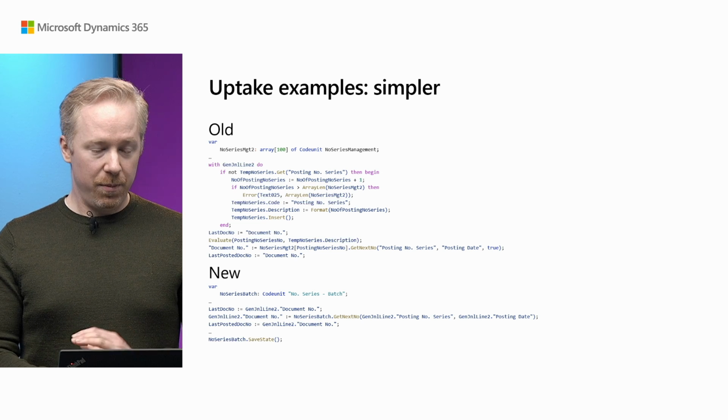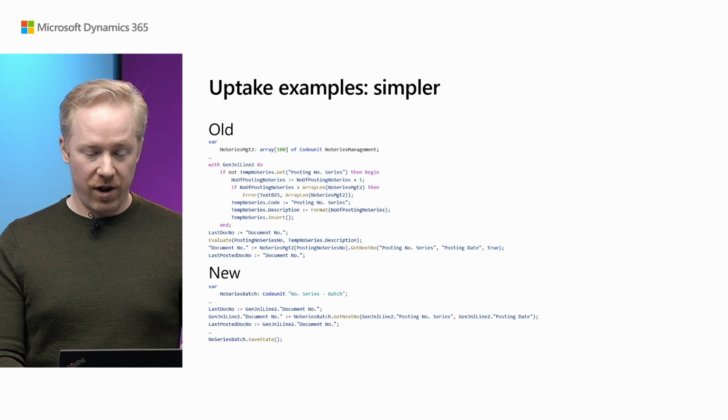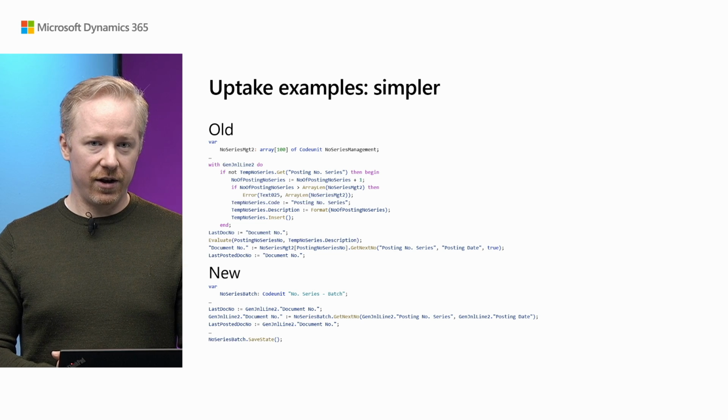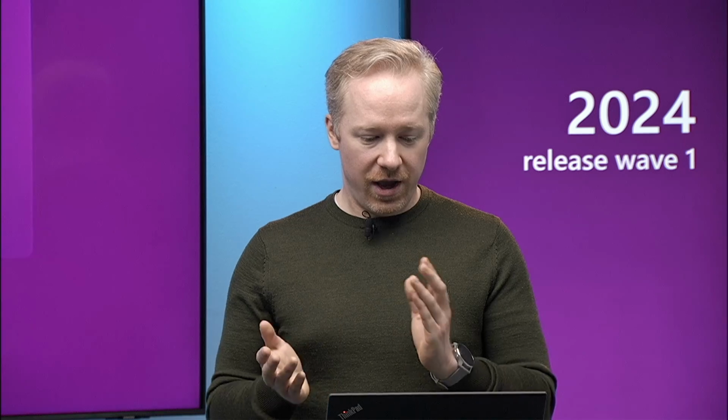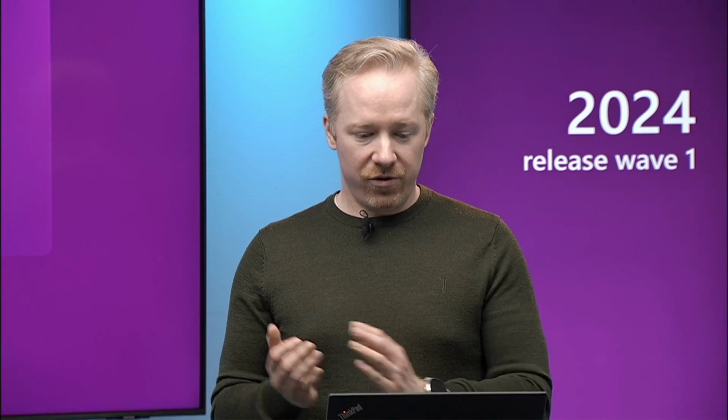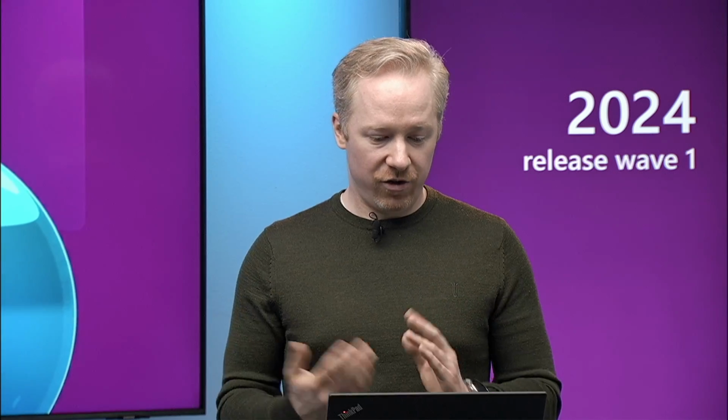With the new API, all you need to do is create a number series batch, get the next number, and save state at the end. As I mentioned before, it's going to handle it if you change the number series, or if you run out of one line and run into the next line, change states, and all of that is going to be handled automatically.